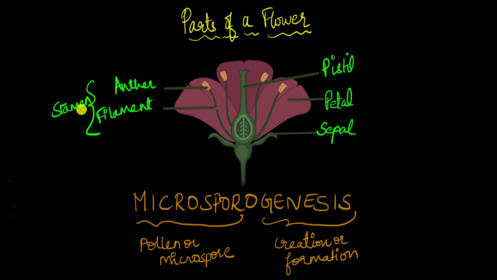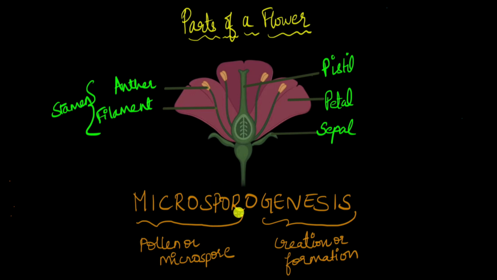Let's focus on the male reproductive structure today. The stamen is made up of two parts, anther and filament. It is within this anther where pollen grains or microspores are produced. Pollen grains contain male gametes which fuse with female gametes to form the zygote.